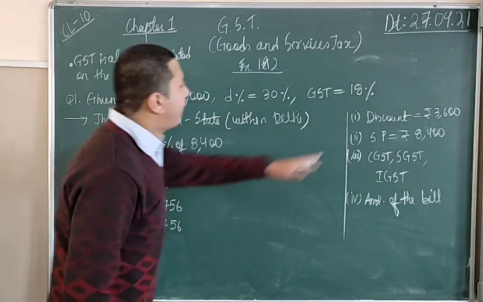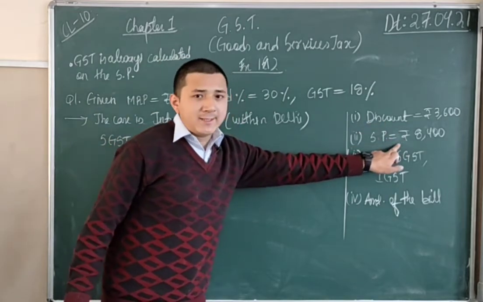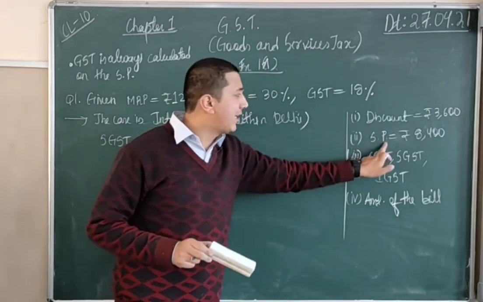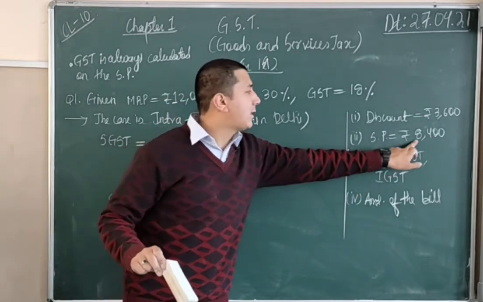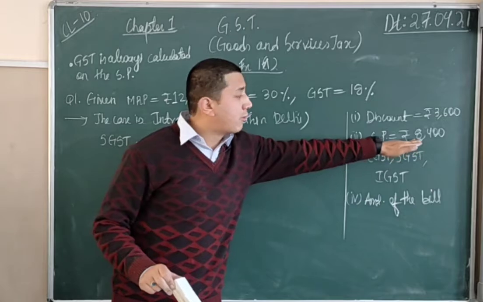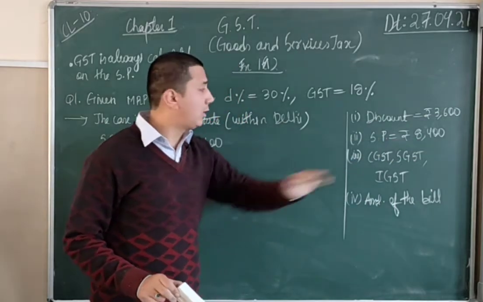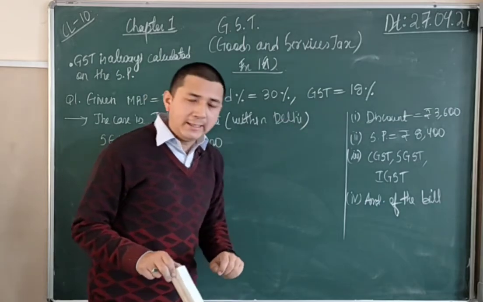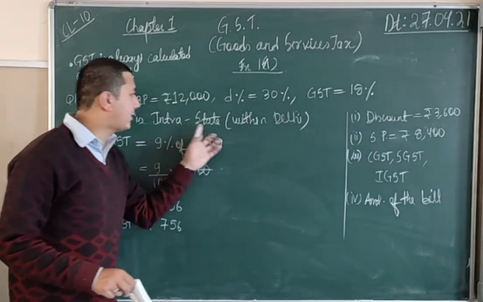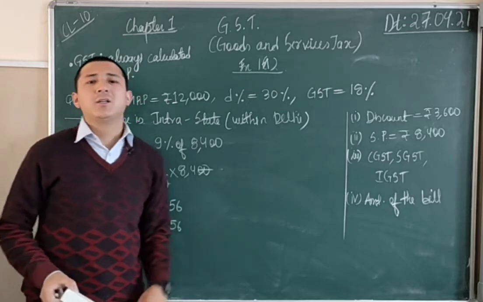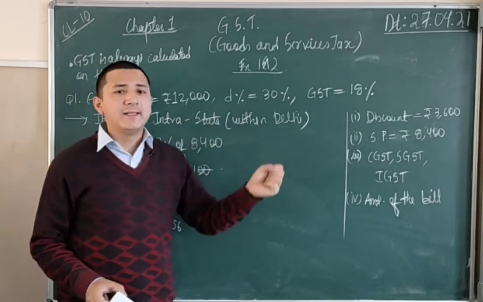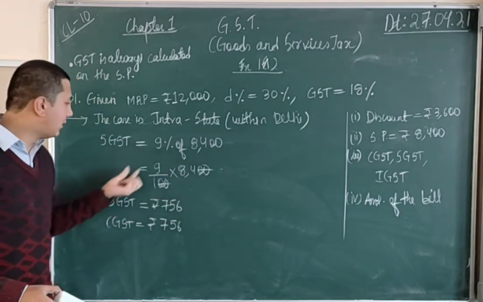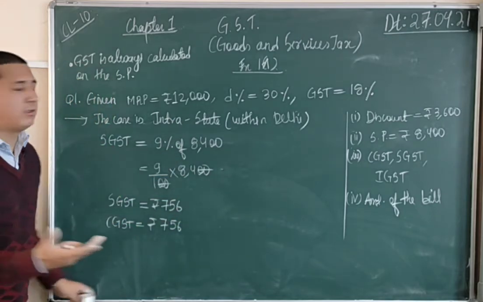Now I have found the discount, I have found the selling price, and now I have to calculate the GST. Remember that GST is always calculated on the selling price. What is the selling price? 8,400 is the selling price. We have to calculate GST on this price. What is the rate of GST? 18%. Okay, what is the case? The case is intrastate. If the case is intrastate, the rate of GST will be equally divided.